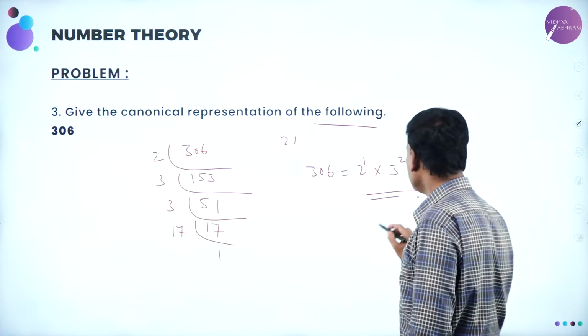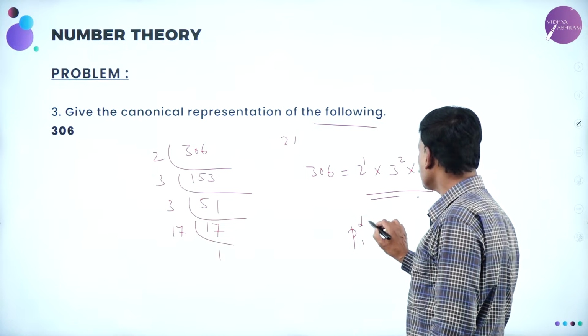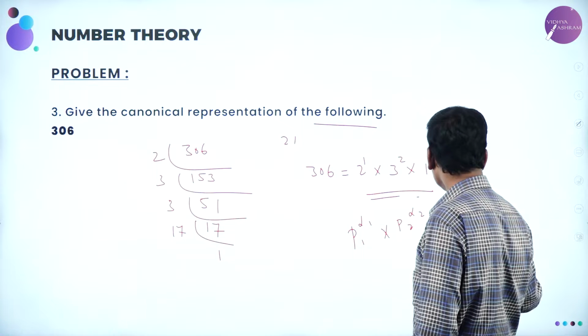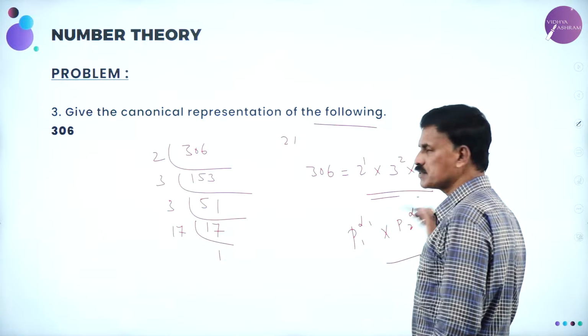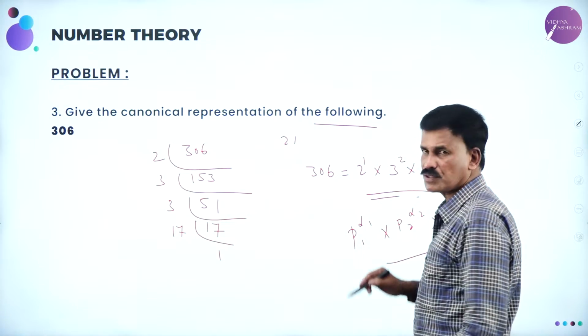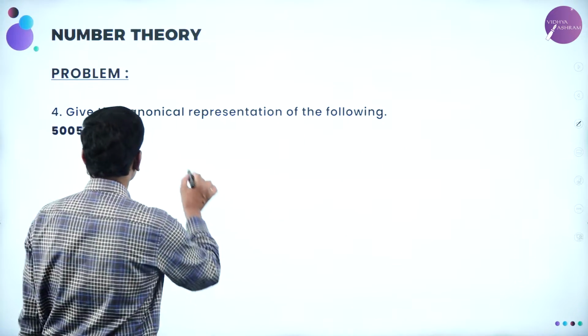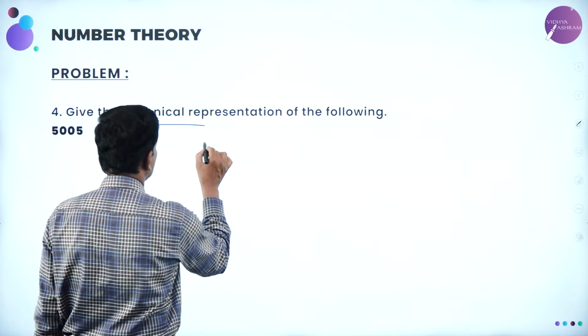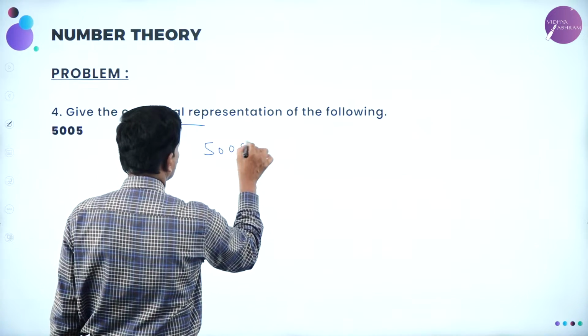So this can be written as usual, P1 to the power of alpha 1 into P2 to the power of alpha 2 into P3 to the power of alpha 3. So this is the canonical form of this number. Now let us come to the next problem. Give the canonical representation of the following number 5005.